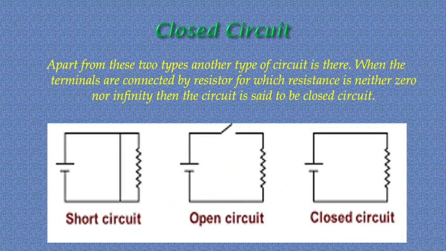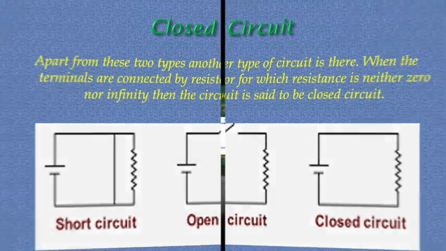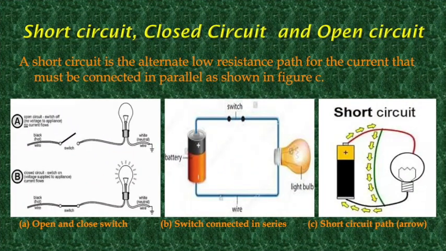Here is shown in figure short circuit, open circuit and closed circuit. Apart from these two types, another type of circuit is there when the terminals are connected by a resistor for which resistance is neither 0 nor infinity, then the circuit is said to be a closed circuit. Here shown in figure open switch and closed switch.